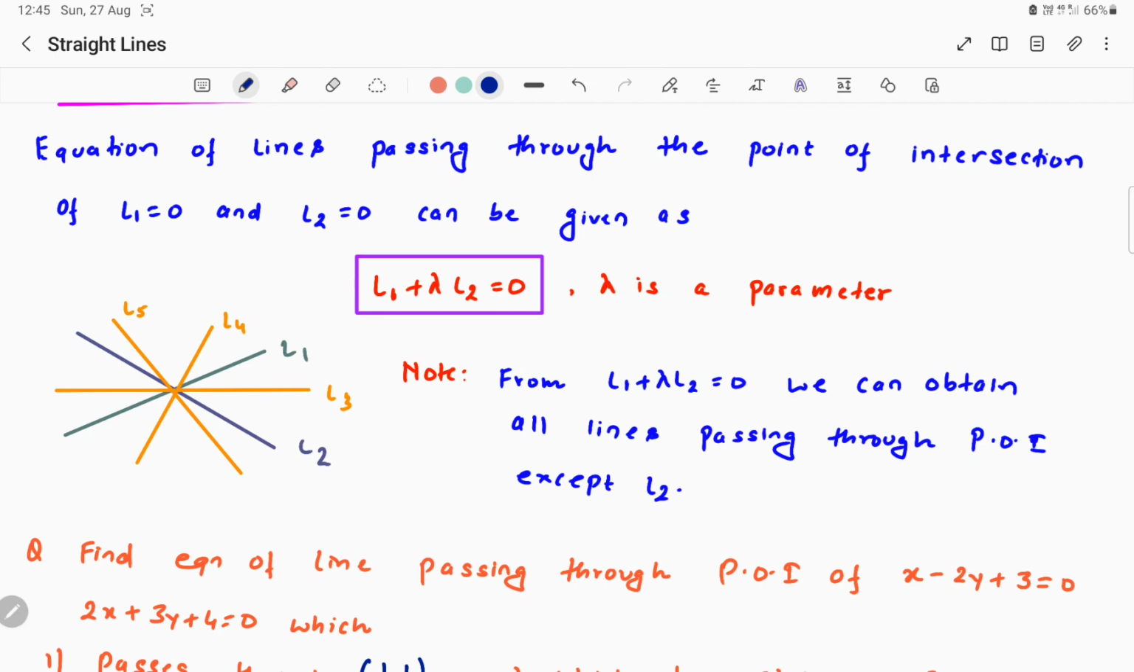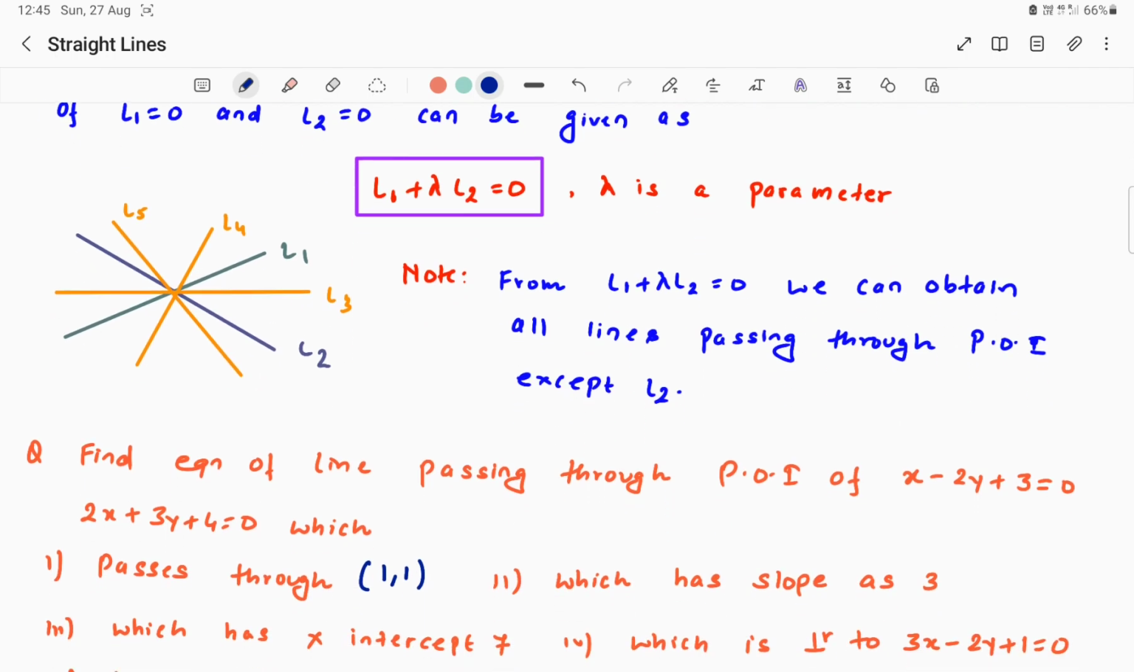So you'll find that whatever you do, you will not be able to get L2 alone, isn't it? So this is the conclusion, that L1 plus lambda L2 equal to 0 will represent the equation of a family of lines, all lines except L2.